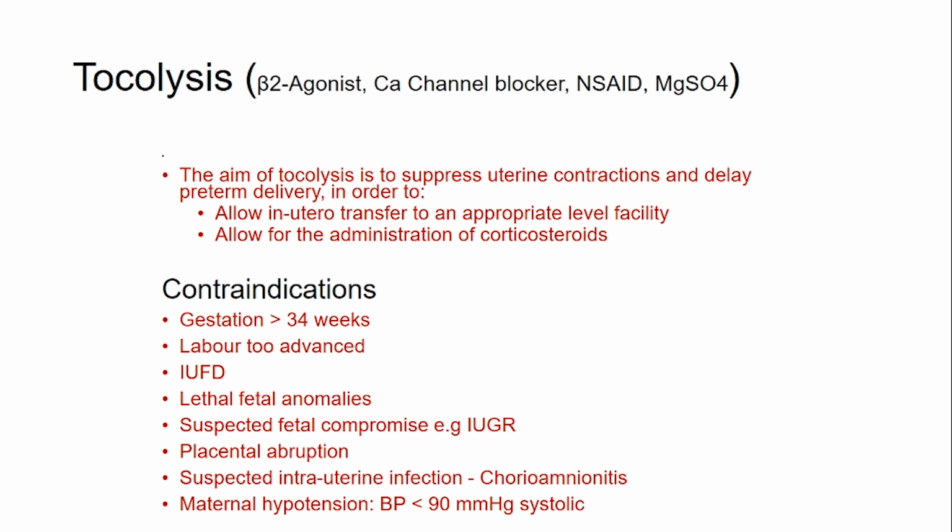Now, using tocolytics in premature or preterm labor, the tocolytics that can be used include beta-2 agonist, calcium channel blocker, non-steroidal anti-inflammatory drug, or magnesium sulfate. What is the aim? The aim of tocolytics is purely two-fold: to suppress uterine contraction and delay preterm delivery in order to allow in utero transfer to an appropriate level facility in the event that the facility she presented to is unable to take and manage preterm delivery. It also allows a period of time to administer corticosteroids towards promoting lung maturity.